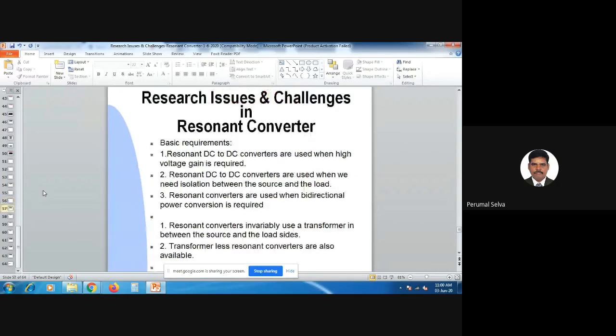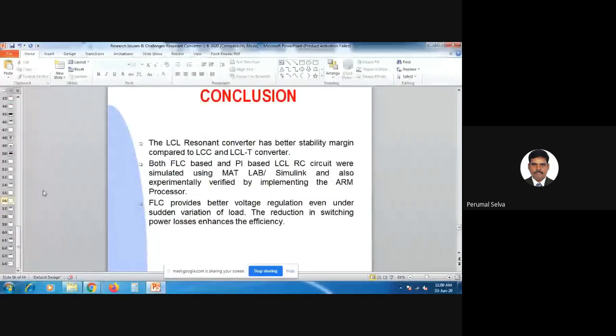Previous slide. The FLC provides better voltage regulation even under sudden variation of load. The reduction in switching power loss enhances the efficiency. The dynamic response and the steady state errors of the fuzzy logic controller, as compared with the PI controller and the open loop, were determined by simulation and verified by experimental studies.